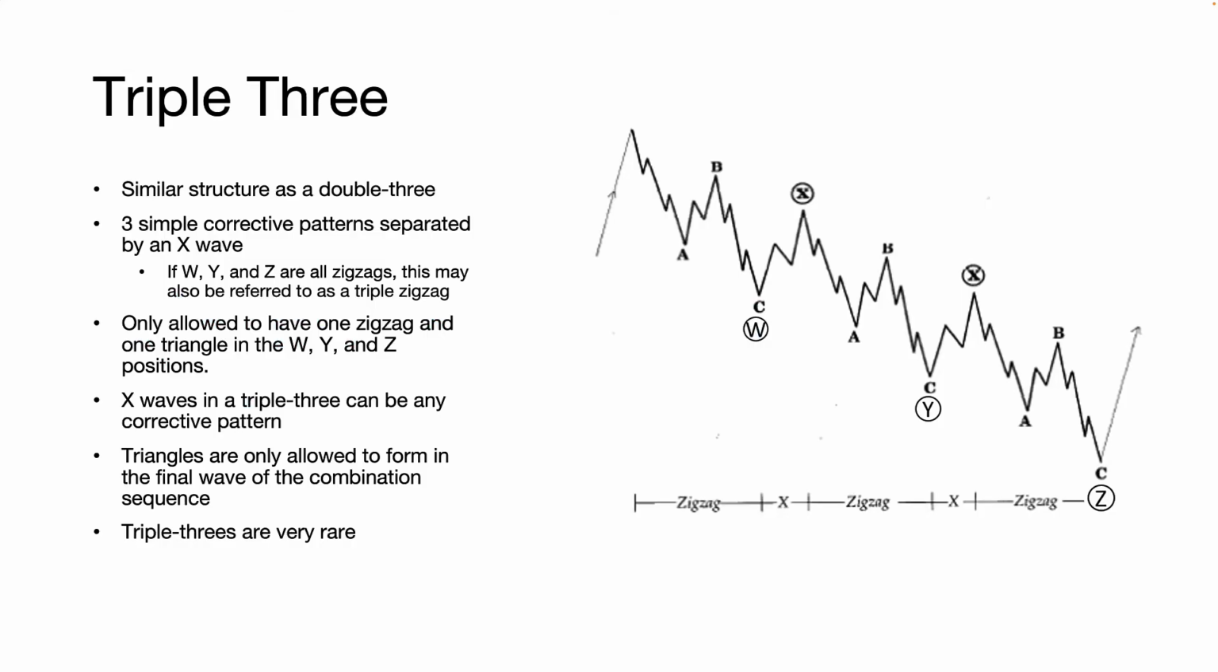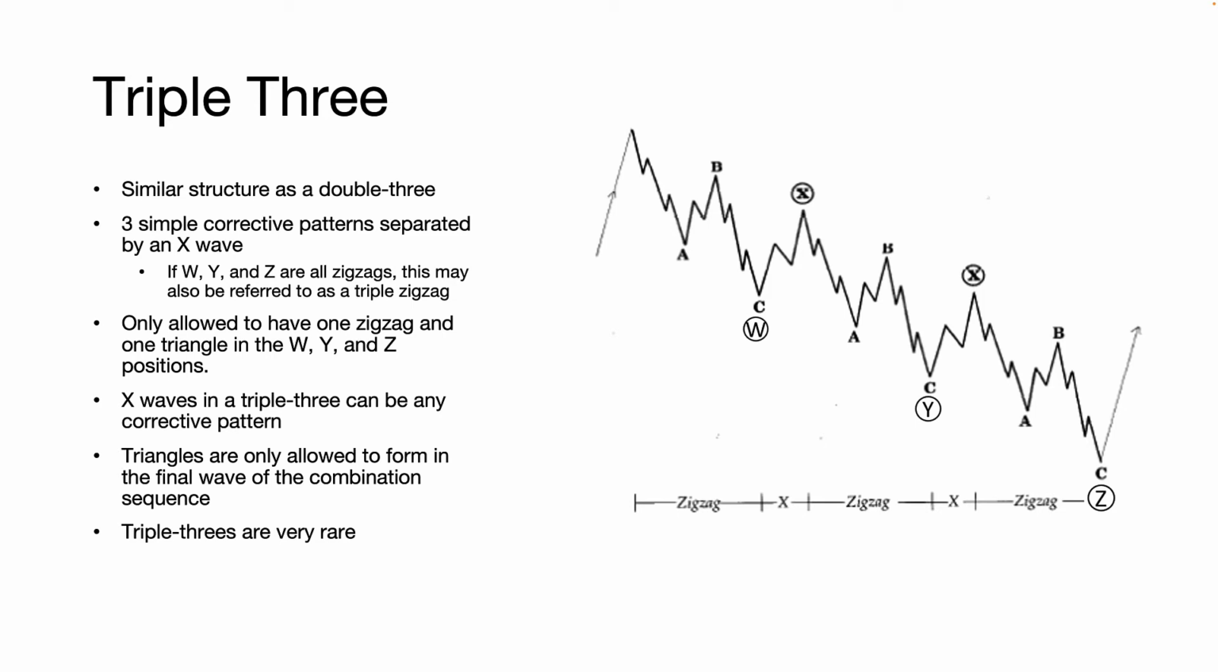So the 333 is very similar to the 33 with one additional wrinkle. Once wave Y is complete, we're going to get another X wave, again more commonly a zigzag, followed by a wave Z, which is again more commonly a zigzag.